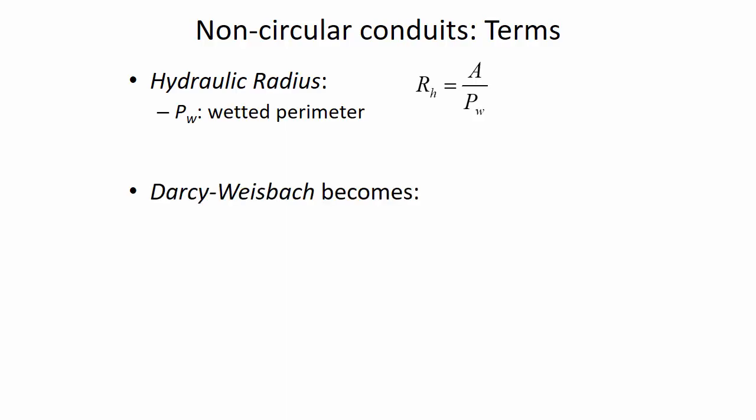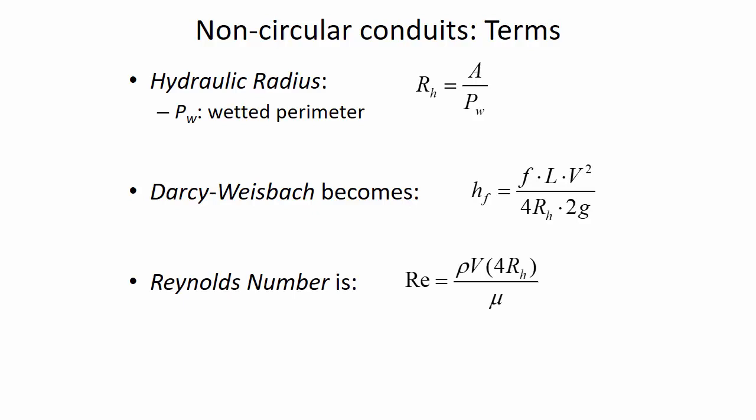Now, the substitution for the Darcy-Weisbach equation, instead of having the diameter in the denominator, we have 4 times the hydraulic radius. So you'd calculate the hydraulic radius for whatever shape you have, whether it's rectangular, square, maybe a pipe arch, and 4 times the hydraulic radius is the substitution in all of these formulas that normally would be using diameter.